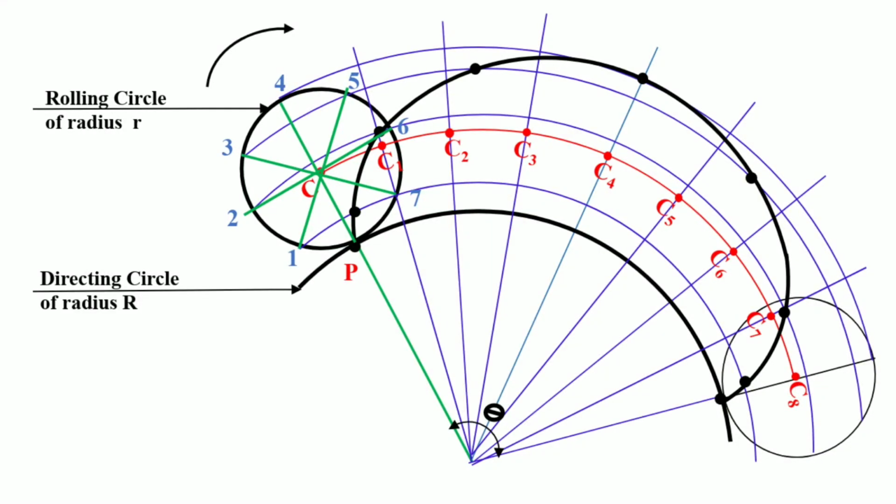Hello friends, as last time we have seen the cycloid curve. Here we must know that the cycloid comes in two types as well. One is called epicycloid, second one is hypocycloid. Now what are these epicycloid and hypocycloid?